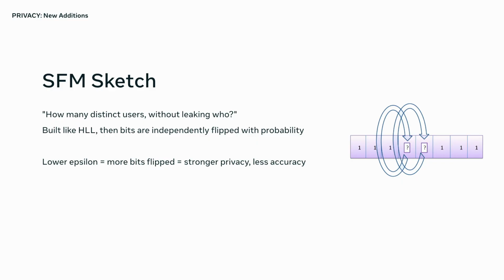SFM stands for sketch flip merge. For some of the bytes, some of the bits are independently flipped with a given probability. This is controlled by a value called epsilon, so that if you have a lower epsilon, you flip more bits. This results in more noise and stronger privacy, but at the cost of accuracy.